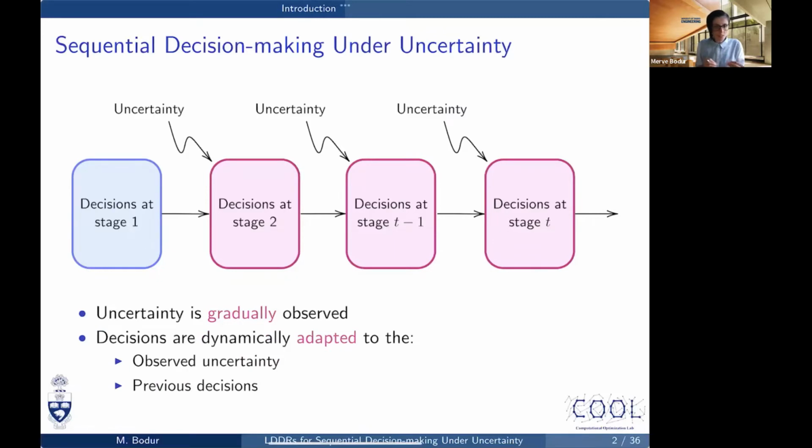In that regard, in this sequential decision-making under uncertainty framework, we need to be able to adapt our decisions based on what we have observed with respect to the uncertainty already, as well as, of course, our previously committed decisions. According to both of these concepts, we are going to make our next set of decisions.